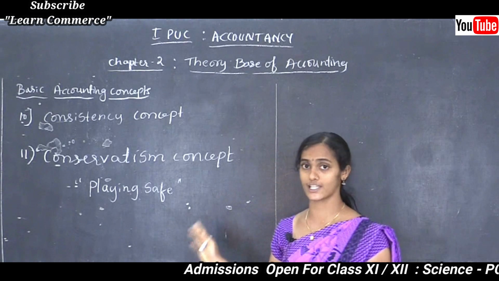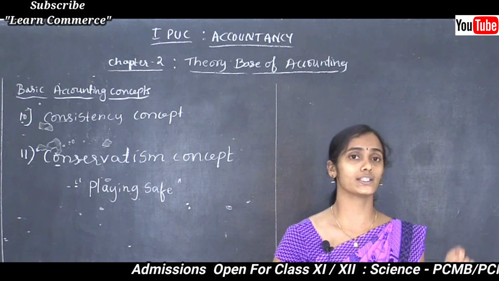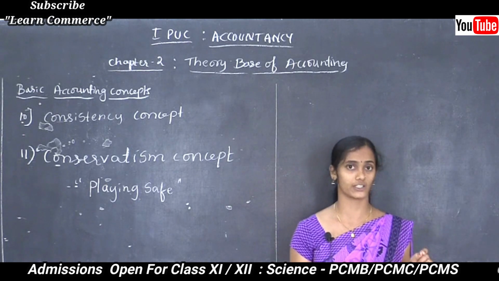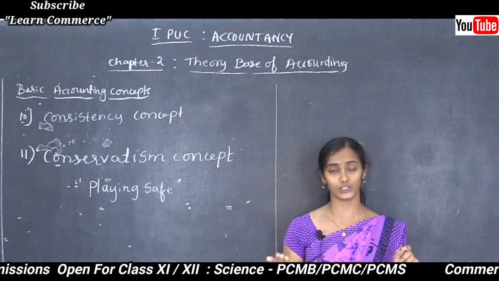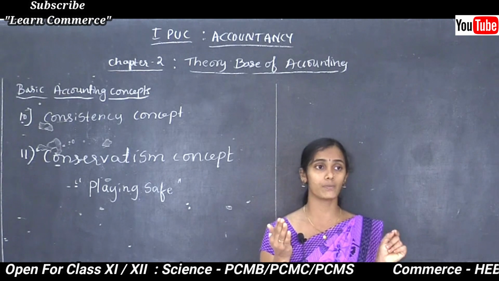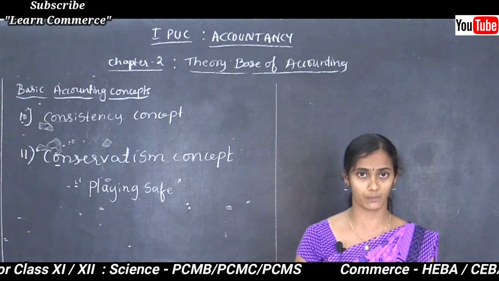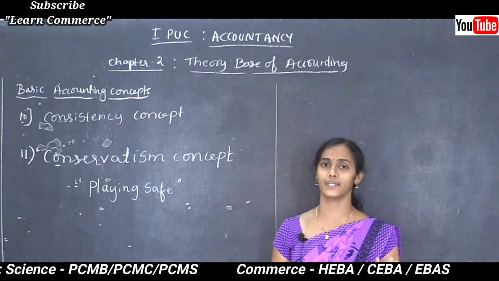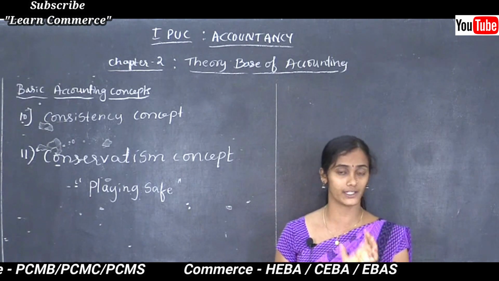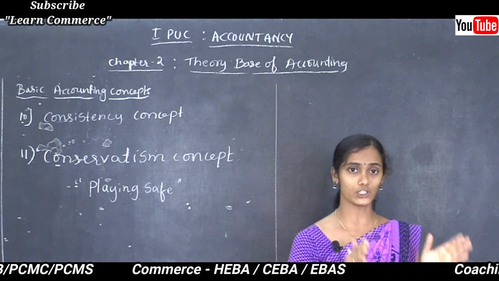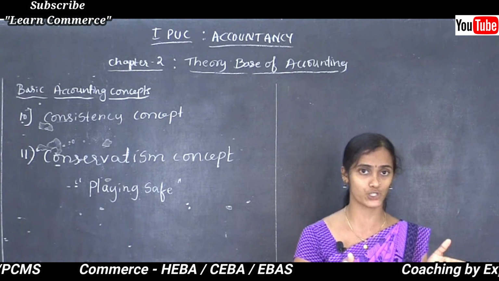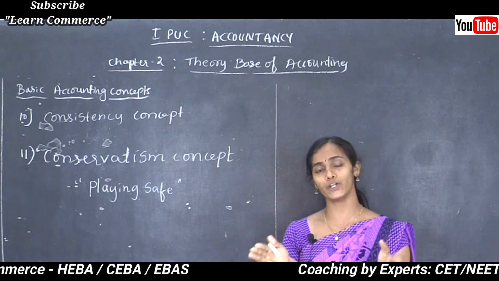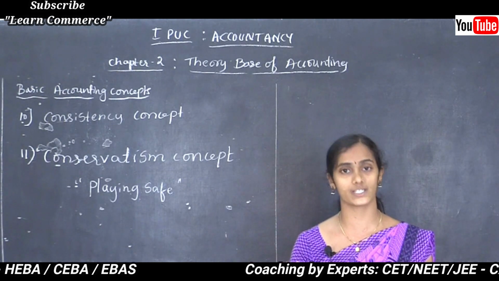According to this concept, accountants or professionals who are maintaining the books of accounts in the organization should adopt a conscious approach while ascertaining the profit of an enterprise. Why do we need a conscious approach while recording the profit of an organization? Because the profit of the enterprise should not be overstated.